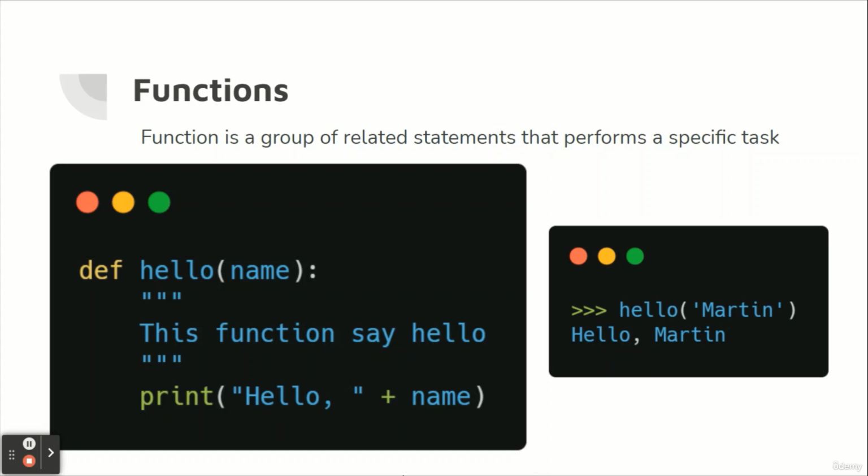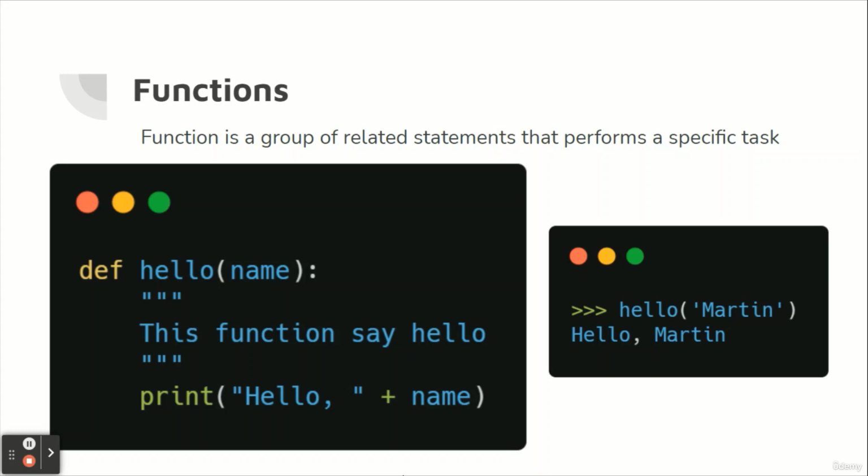Function definitions consist of the following components. Keyword def that marks the start of the function header. Function name to uniquely identify the function. Function naming follows the same rules as writing identifiers. Next is arguments through which we pass values to function. They are optional.